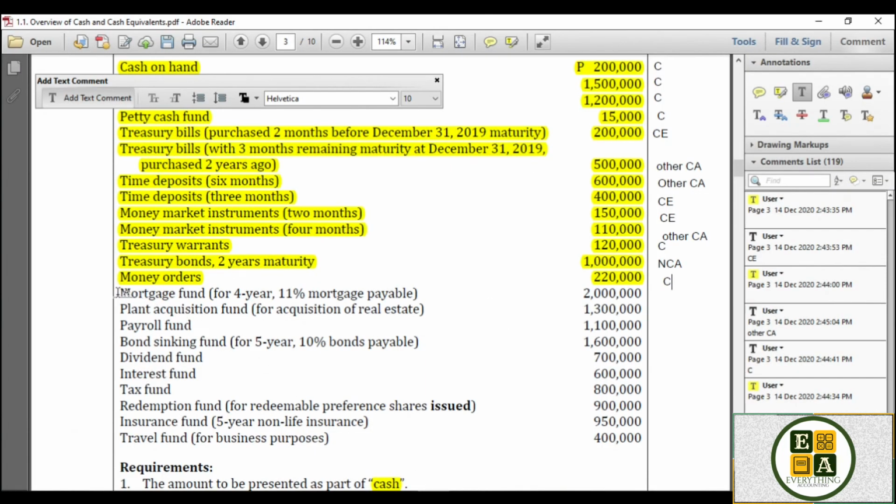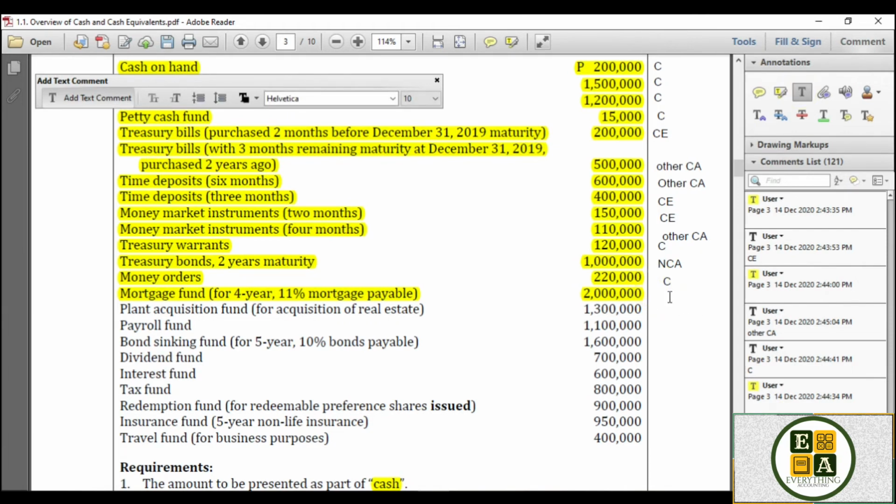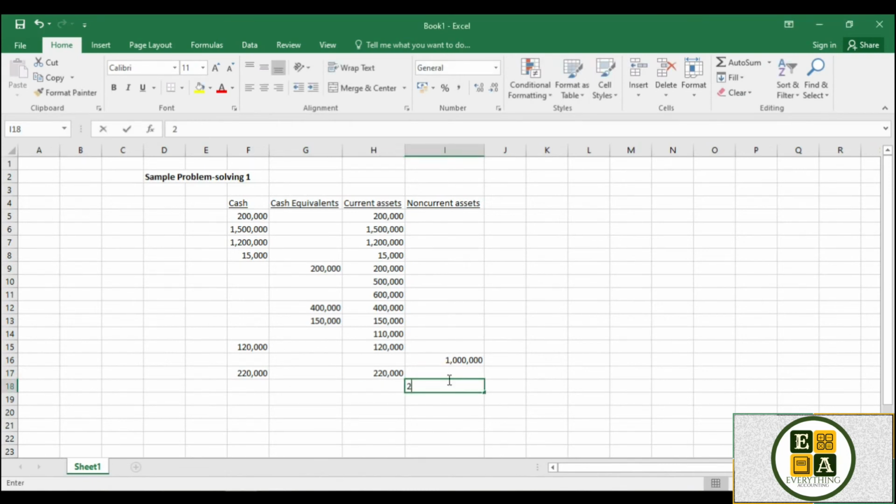The next, mortgage fund. So, hindi to na-mention kanina dun sa funds. This is also cash. Kaso nga lang, this mortgage fund is 4 years. Set aside siya, but yung kanyang purpose is for 4 years. So, hindi siya applicable for current business purpose. Kasi sinisecure niya yung isang 11% mortgage payable. Okay? So, 4 year, that is part of non-current asset. So, NCA. So, we have here 2 million.